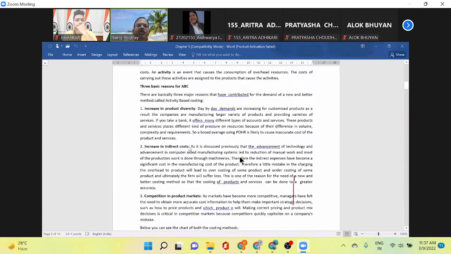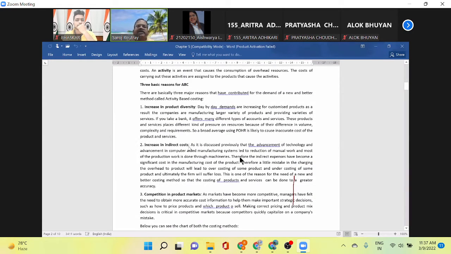Now, what are the reasons which force us to think of a better method of costing, right? And should we go for a better method? Activity-based costing is definitely, no doubt, a better method. Should we go for this method or not? That also we have to take a decision. So what are the reasons for going for activity-based costing?